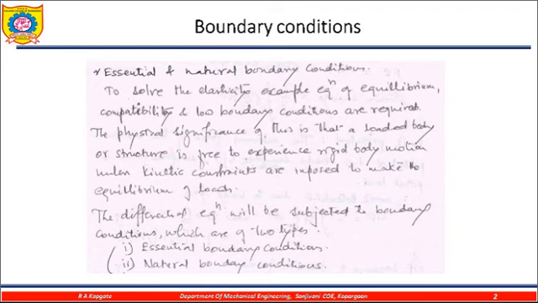are required. The physical significance of this is that a rigid body or a structure is free to experience a rigid body motion unless the kinematic constraints are imposed to keep it in equilibrium. Now what does it mean? We know very well. Now see, this is my object.